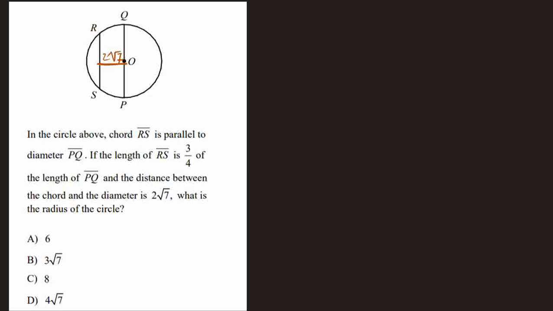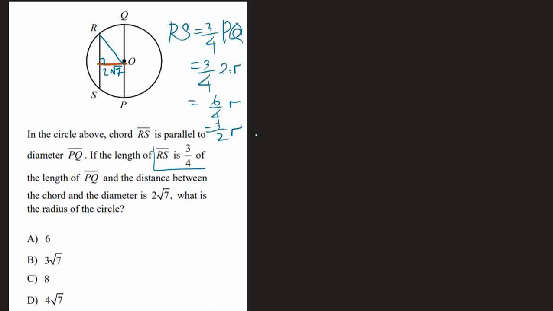In here, let's see that this is the radius. 2 radius form a diameter. Now we see that we can make a triangle in here. So I connect this one with the triangle here. Now I have a right angle. To do this, what is given is the length of RS is 3/4 the length of PQ. Now PQ is the diameter. It consists of 2 radius.